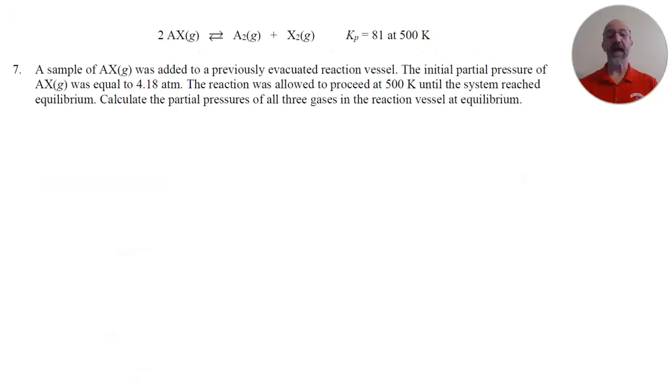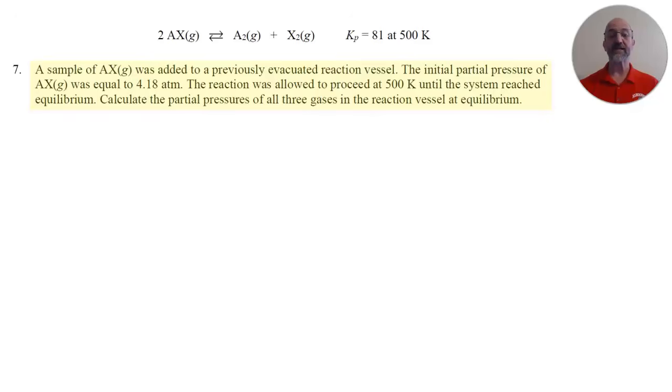Now, let's take a look at question 7. In question 7, we are given a balanced chemical equation. We are also given the equilibrium constant Kp for this reaction at 500 Kelvin, and it says that a sample of substance AX was added to a previously evacuated reaction vessel. The initial partial pressure of AX was equal to 4.18 atmospheres, and the reaction was allowed to proceed at 500 Kelvin, according to this balanced equation shown above, until the system reached equilibrium. Calculate the partial pressures of all 3 gases in the reaction vessel at equilibrium.